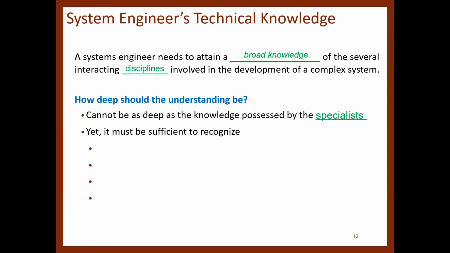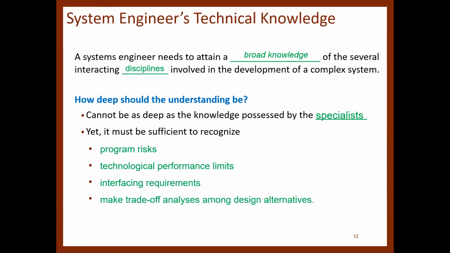But it must be sufficient to recognize the following: program risks, technological performance limits, interfacing requirements, and also sufficient to recognize or make trade-off analysis among the different design alternatives. So you don't need to understand how, let's say, a screen on a particular area of your system is working, but you need to have a good understanding of how that screen is going to serve the purpose of the system.